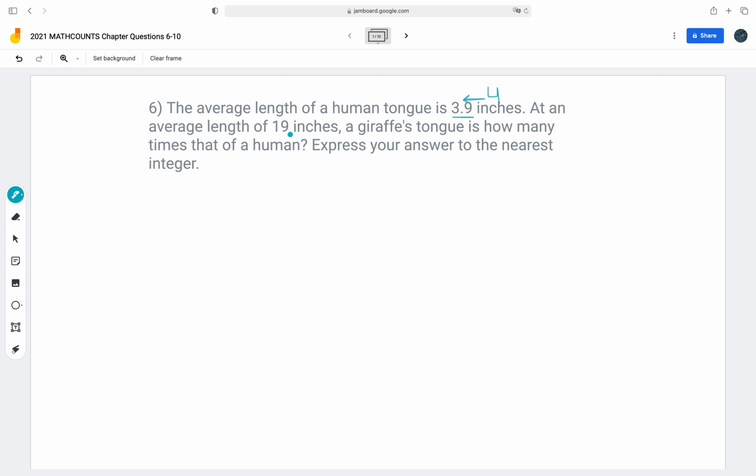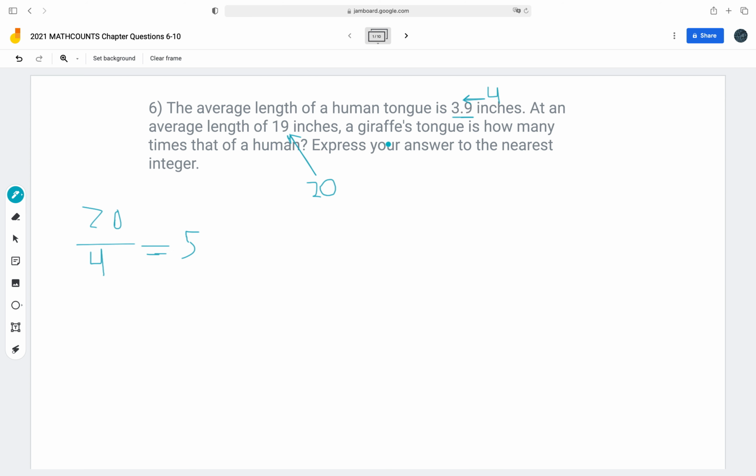And then you have 19, let's round it to the nearest 10. And we can also see 10 and 4, 20 and 4. 20 divided by 4 does not have a remainder. So rounding that, we have 20 divided by 4, which equals 5.